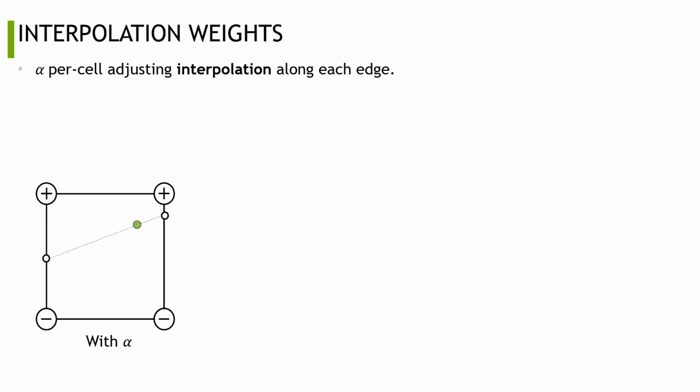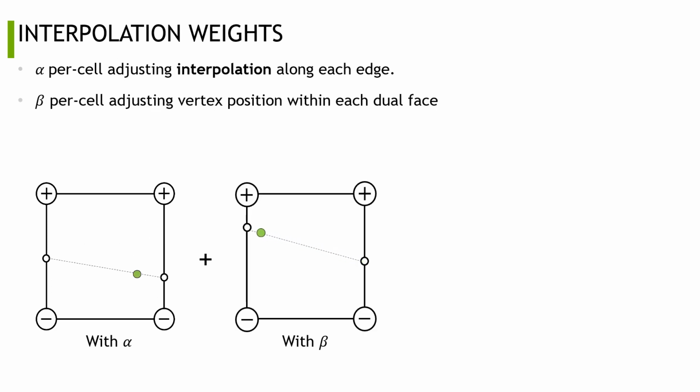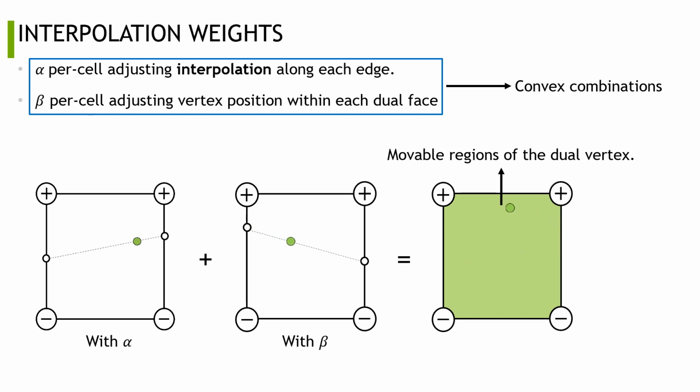The interpolation weights include alpha, which adjusts the interpolation along each edge, thereby relocating the previous marching cubes vertices. There is also beta, which computes the dual vertex based on the weighted average of edge vertices. Together, they intentionally parameterize the dual vertex as a convex combination, and therefore the mesh vertex is free to move within the convex hull of its grid cell vertices.